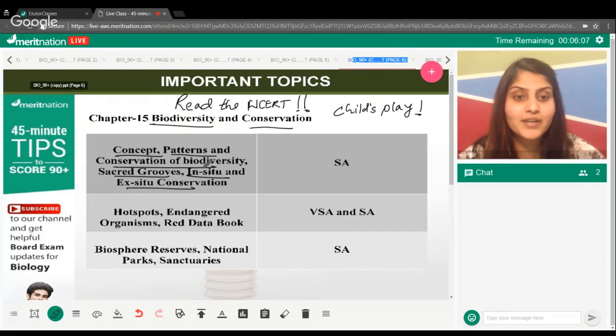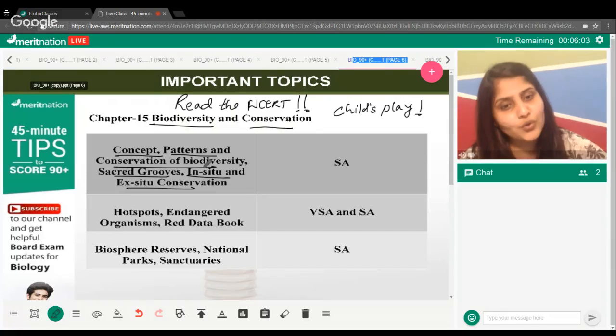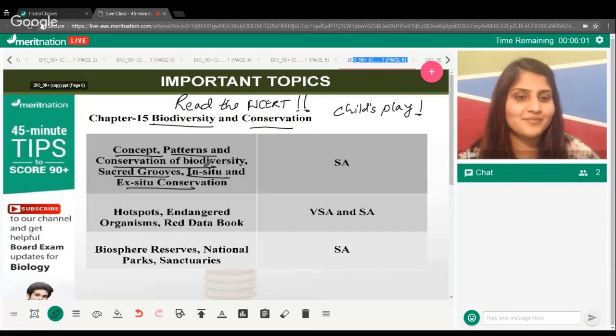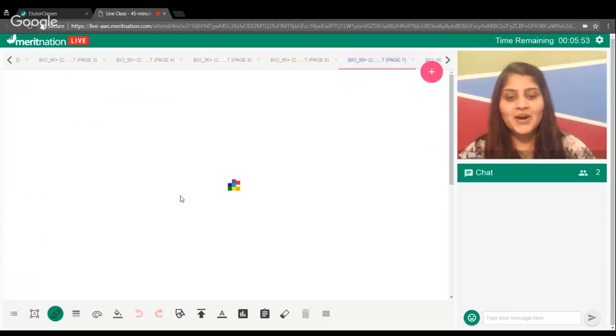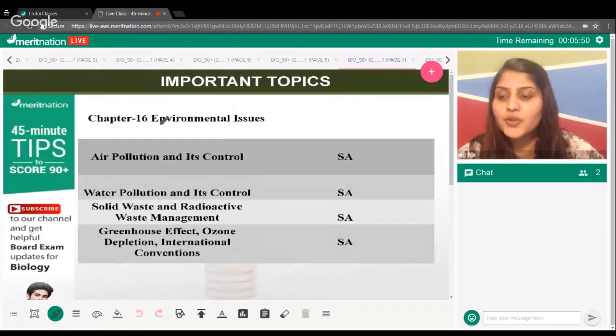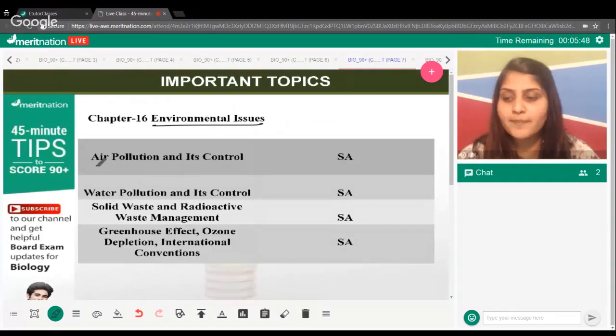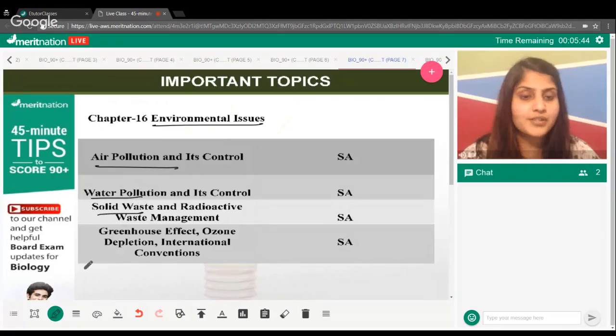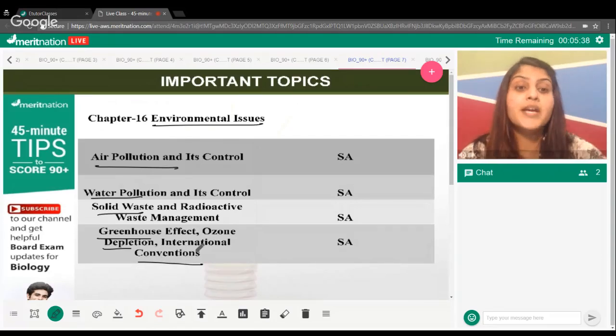Sometimes you get a question and you do not know where it is coming from. And when you come back home and you open your book, it is there. So please make sure you do not leave that particular NCERT for any reason. Now, moving on to environmental issues, you must know about the pollution of different types: air pollution, water pollution, solid waste pollution, what is the greenhouse effect, what is ozone depletion, and what are the different conventions we have in order to curb them.